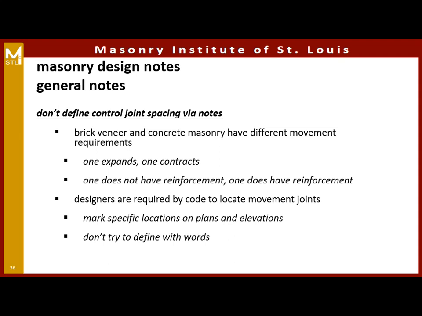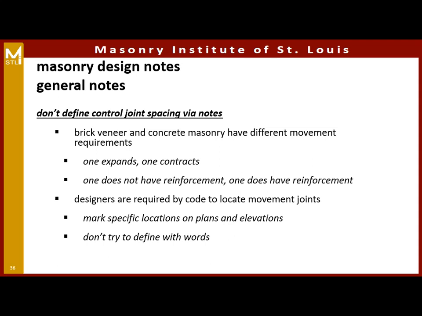Control joints are another thing that we'd rather not try and define in the notes, especially if we're not distinguishing between joints in the veneer versus joints in the concrete masonry. They have different requirements. The brick is going to expand, the concrete masonry will contract. The brick is not reinforced, the concrete masonry often is. So there's different requirements for the two. And what we find is that it's better to show specifically on plan or specifically on the drawings where we want our reinforcing.